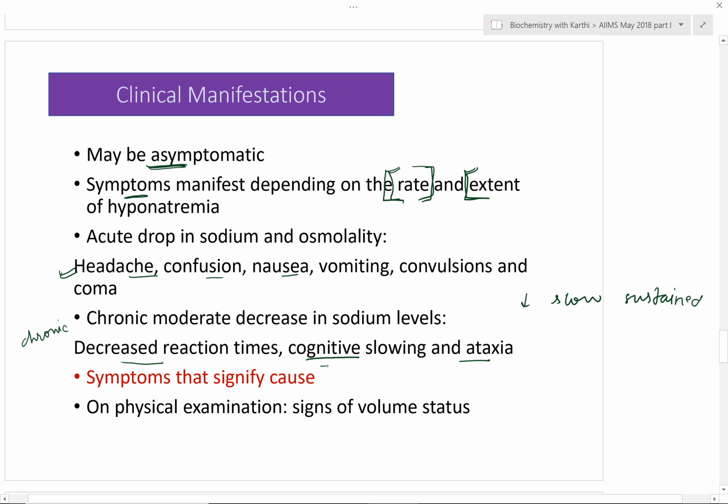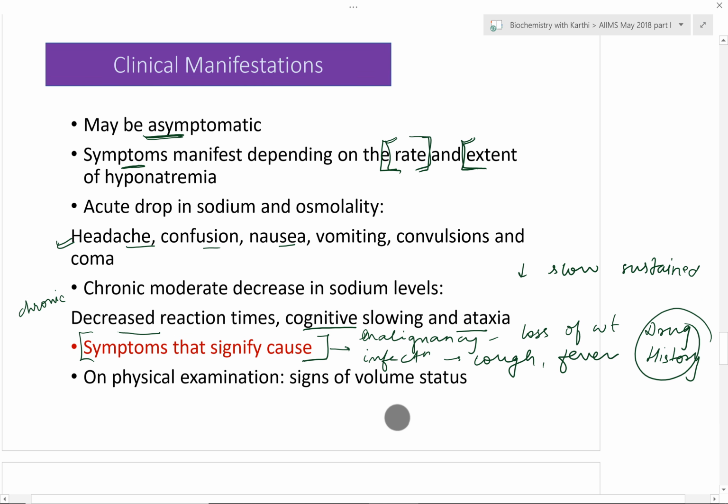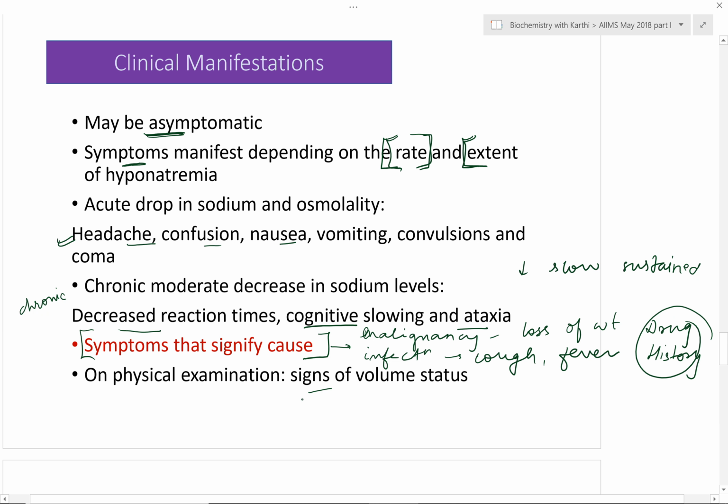So again, you have to pay attention to those symptoms that might indicate the cause of SIADH. For example, if there is a malignancy, then there will be loss of weight. If there is an infection such as pneumonia, you might have cough, you might have fever. Okay. You have to take the drug history to see if the patient is on any drugs which might cause SIADH.